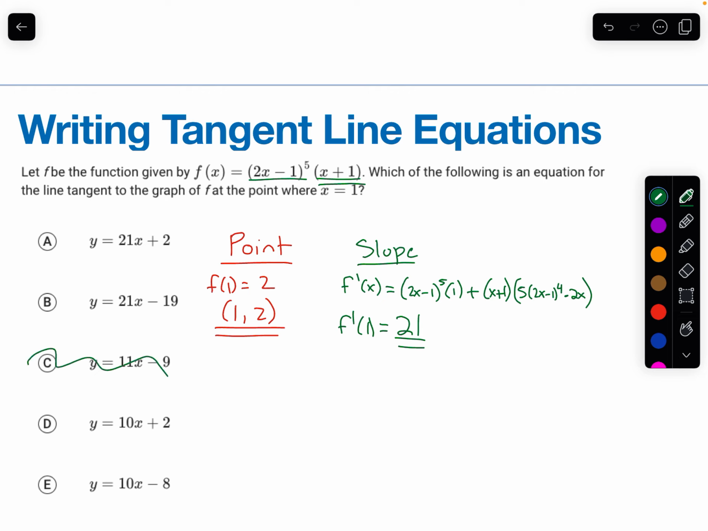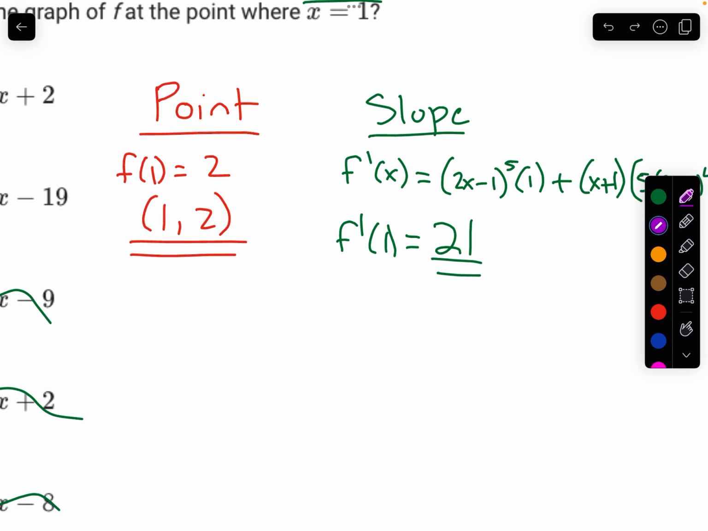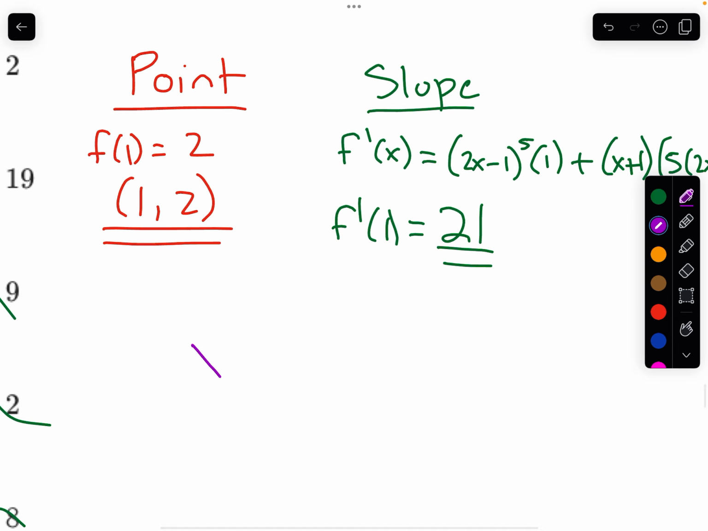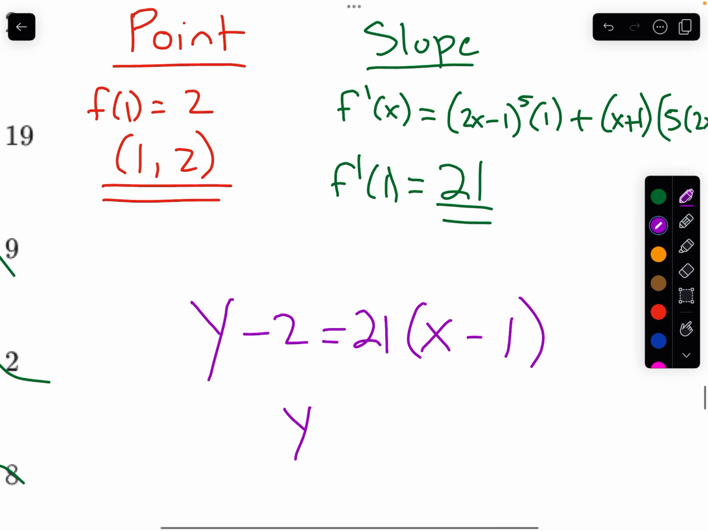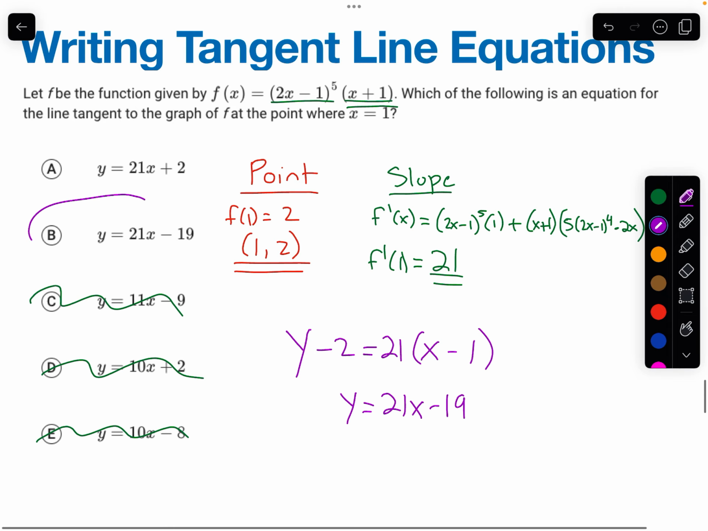Well, if the slope is 21, we can eliminate these three. Okay, don't fall into this trap. The y-intercept is not 2. Y is equal to 2 when x is equal to 1. Even from there, I might wager a guess at point B. But just to show that, let's do a little bit of point slope work here. Y minus the y coordinate equals slope times x minus x coordinate. Do a little bit of algebraic manipulation here, and yep, you will get that choice B.